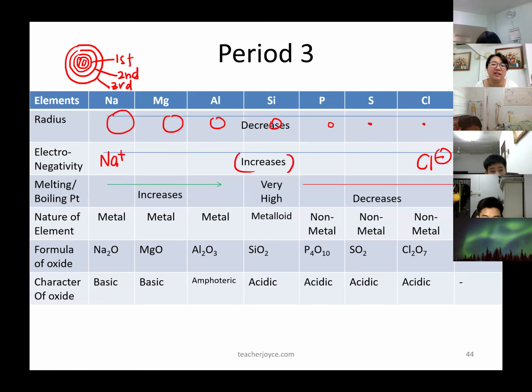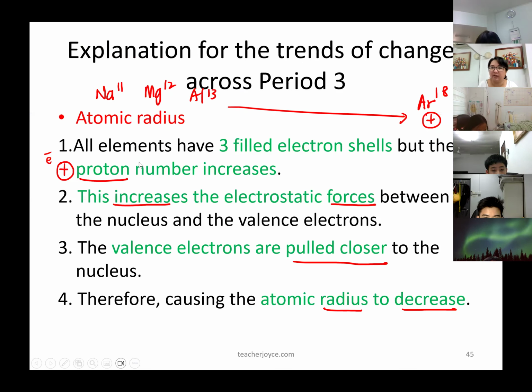Now, I can have a KBAT question. Okay, it means high thinking skill. Just change the word. I don't want to use electronegativity. I change to electropositivity. Can or not? Can. Means what? Decrease. Here is more positive. Right or not? So in a very simple mind to think, this is how Teacher Joyce teaches you how to memorize. But to explain it, let's see this.